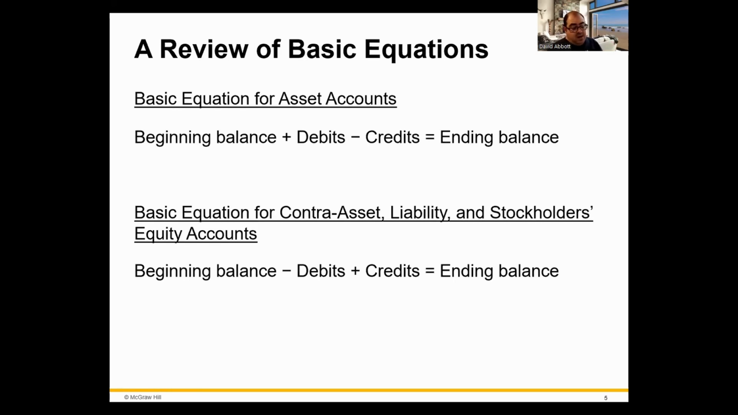The basic equations for assets, contra asset, liabilities, and stockholders' equity accounts shown on this slide will be useful in preparing a statement of cash flows. So the basic equation for our asset accounts would be the beginning balance, adding our debits, and then subtracting our credits. That would give us our ending asset balance. And then the basic equation for all of our contra asset accounts, our liabilities and stockholders' equity would be the beginning balance minus our debits plus our credits equals our ending balance.